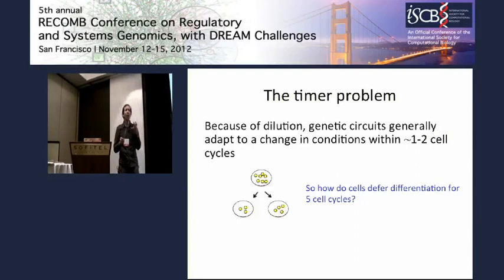Now, why do I find this a hard problem? Why isn't it no big deal to just wait 5 cell cycles? Here's why. Most genetic circuits that you would write down have the problem that they tend to equilibrate over a time scale of about 1 or 2 cell cycles.